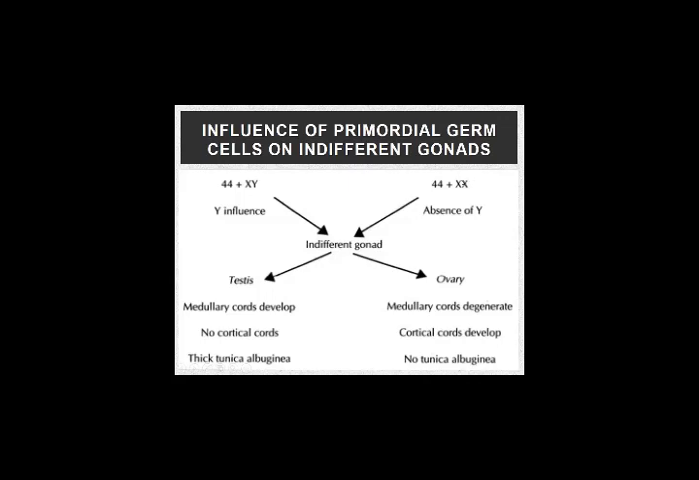what happens is, 44XX females में, Y chromosome is absent, so Y chromosome का influence भी नहीं होगा. जब Y chromosome का influence नहीं होगा, तो testis determining factor तो है ही नहीं. As a result, this gonad automatically develops into the ovary.